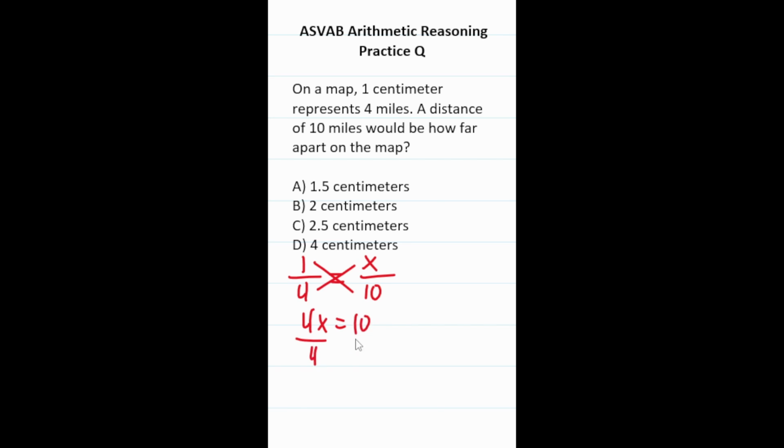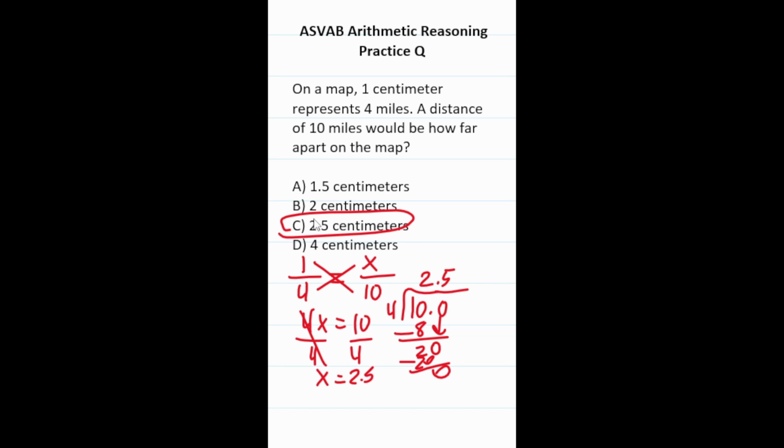Divide both sides by 4 to get x by itself. This crosses out, leaving you with x on this side. If you can't do 10 divided by 4 mentally, you could always do it as long division. 10 divided by 4. 4 times 2 is 8. 10 minus 8 is 2. Add a decimal. Drop down that 0 placeholder. 4 times 5 is 20 with no remainder. So x in this case is 2.5. In other words, the answer is C. 2.5 centimeters corresponds to 10 miles.